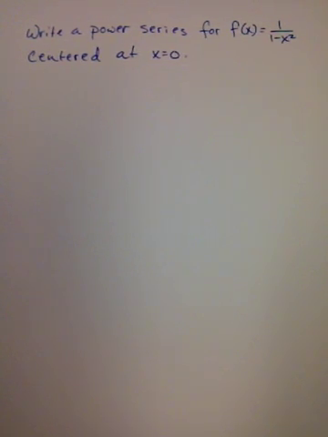So for this example, we're going to write a power series for f of x equals 1 minus x squared. It's going to be centered at 0, so we're going to write out the first four non-zero terms in the general term and then determine for which x values it actually matches. Where does it actually converge?